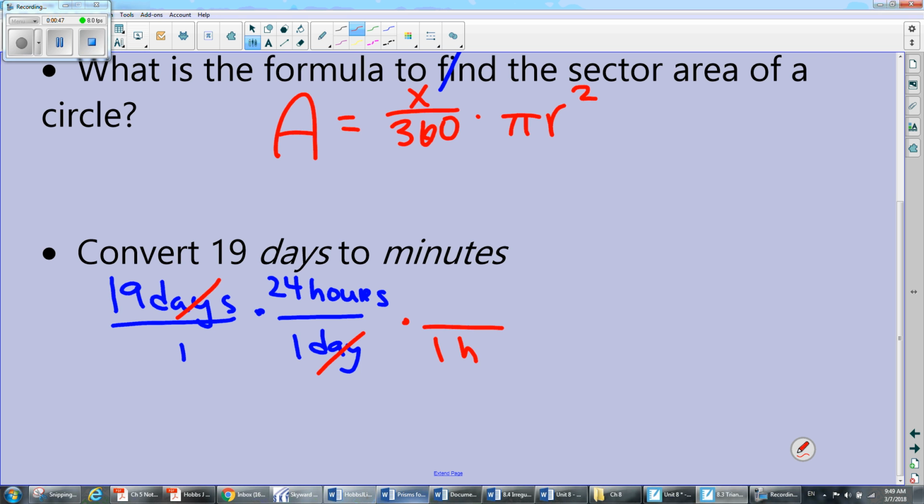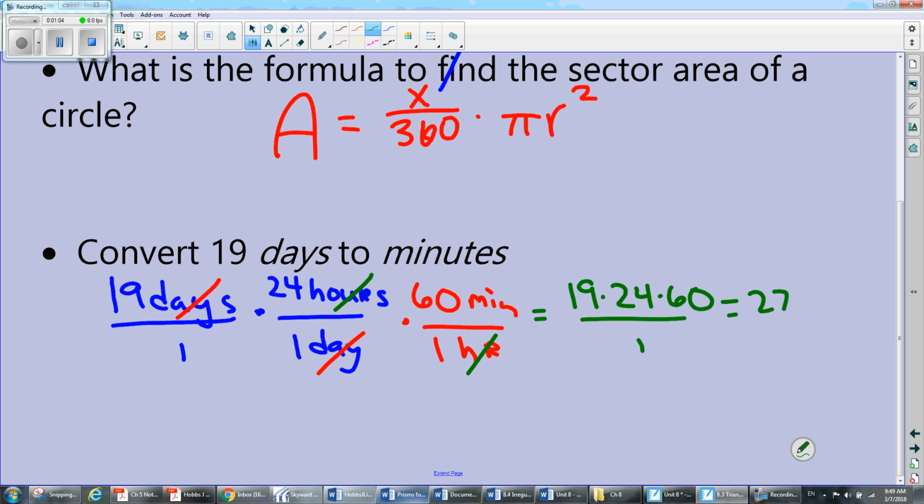In 1 hour there are 60 minutes. So here are my hours from the top, cancel with my hours from the bottom. When I multiply these together, take 19 times 24 times 60, just divide it by 1, we get 27,360 minutes, since we ended up with minutes there.